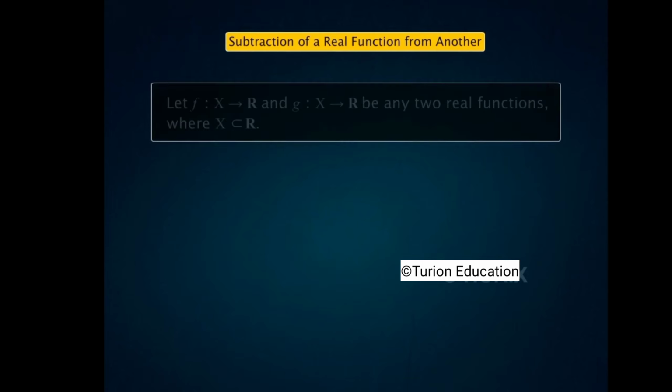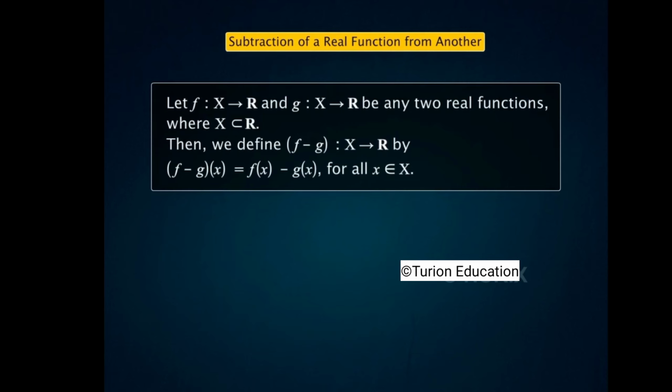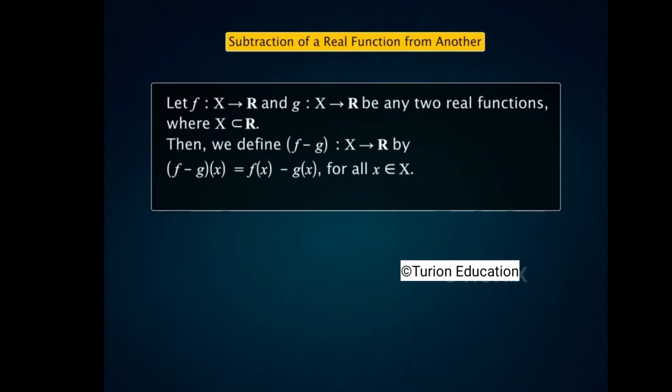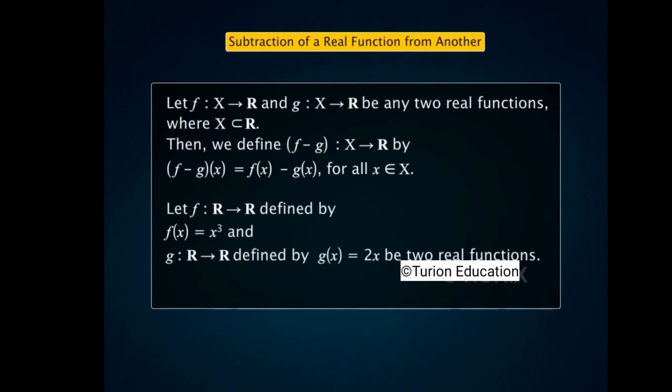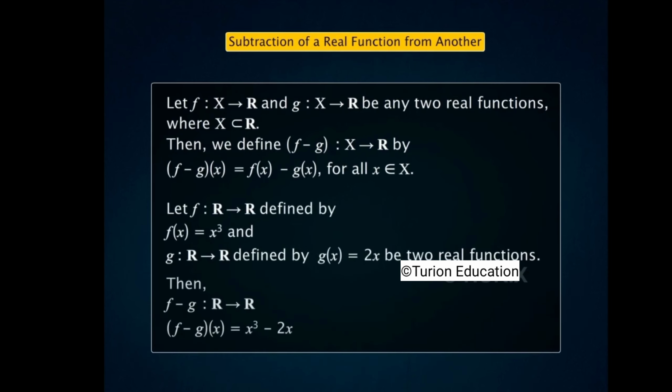Let f and g be two real functions from a set X, which is a subset of R, the real numbers, to the set of real numbers R. Let the subtraction of f and g be denoted by f minus g, which is a function from X to R, defined as (f minus g)(x) equal to f(x) minus g(x) for all x in their domains. For example, if f(x) equal to x cubed and g(x) equal to 2x are two real functions, then the function (f minus g)(x) will equal x cubed minus 2x.